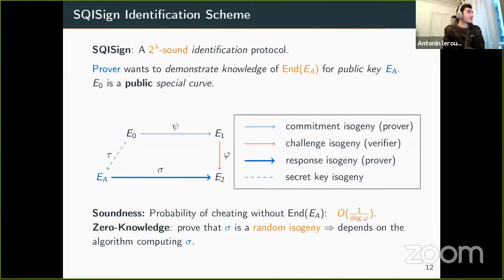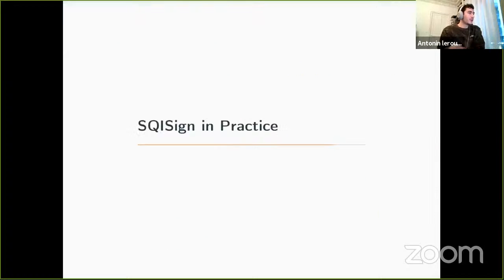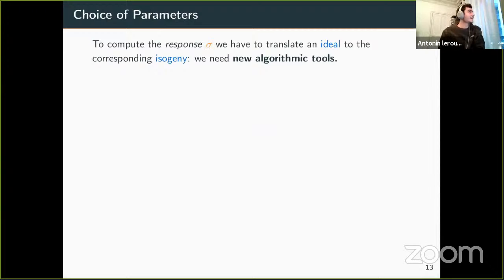So this is SQIsign in theory. You can see that we have a very nice diagram, which is not too complicated to explain. Now let's talk a bit about SQIsign in practice. So as I hinted, the hard part computationally is to compute the response isogeny sigma.